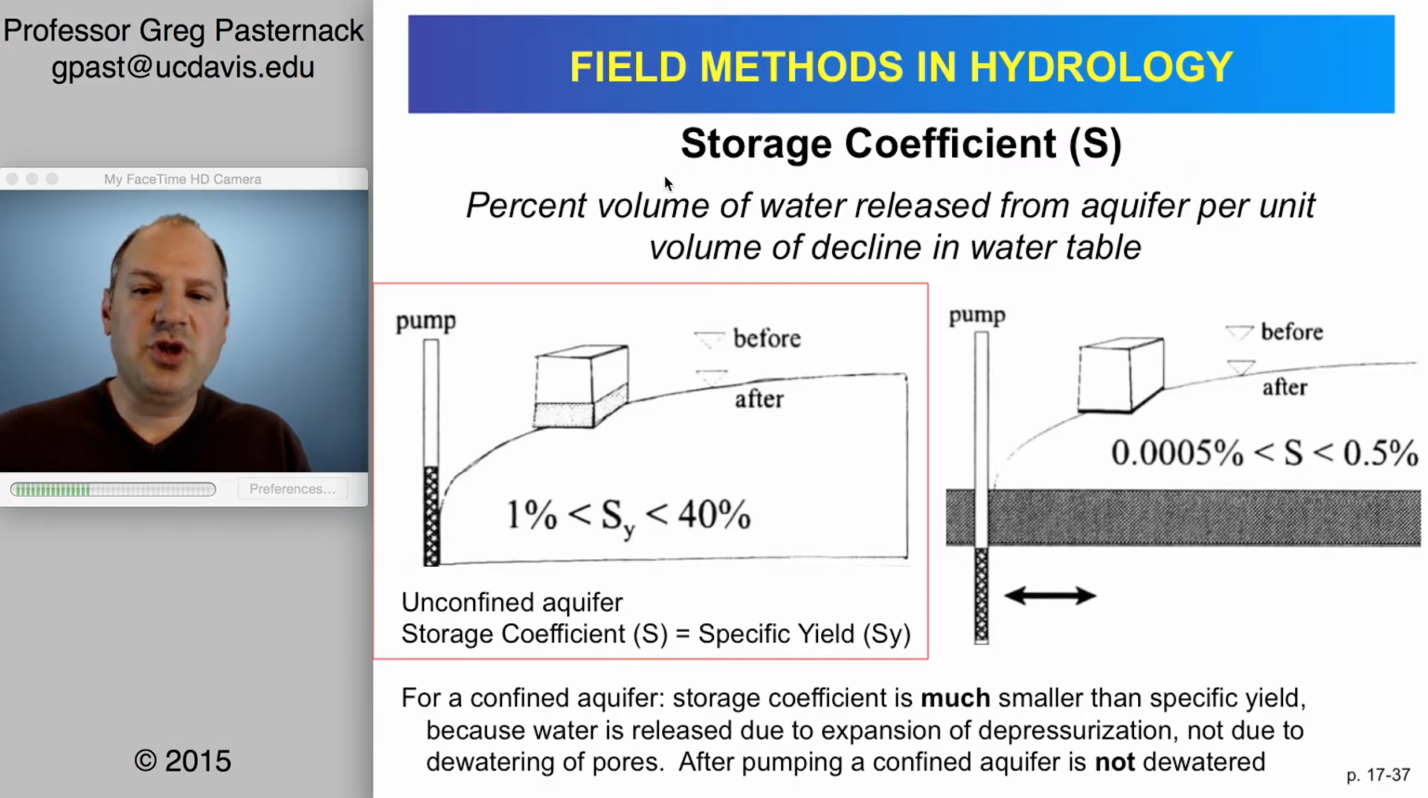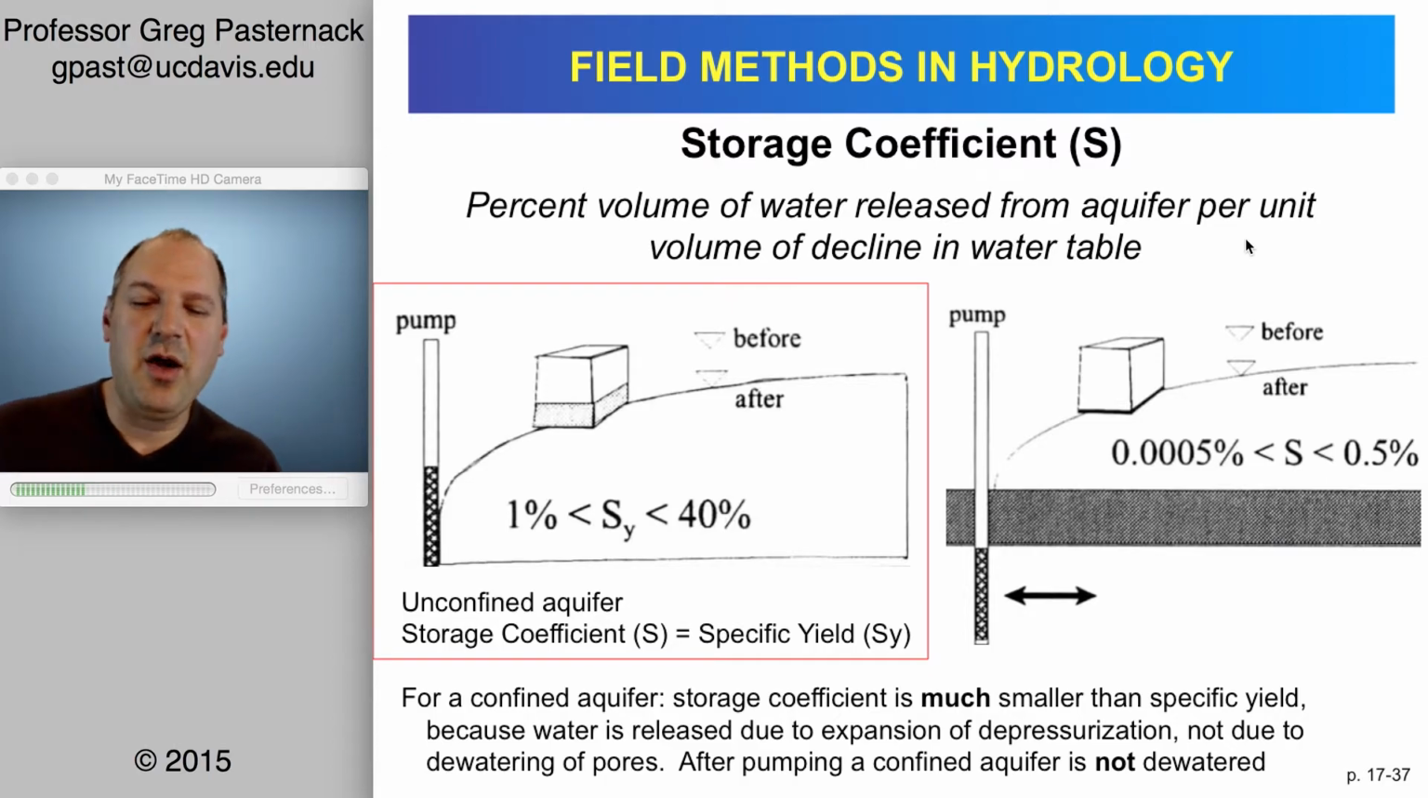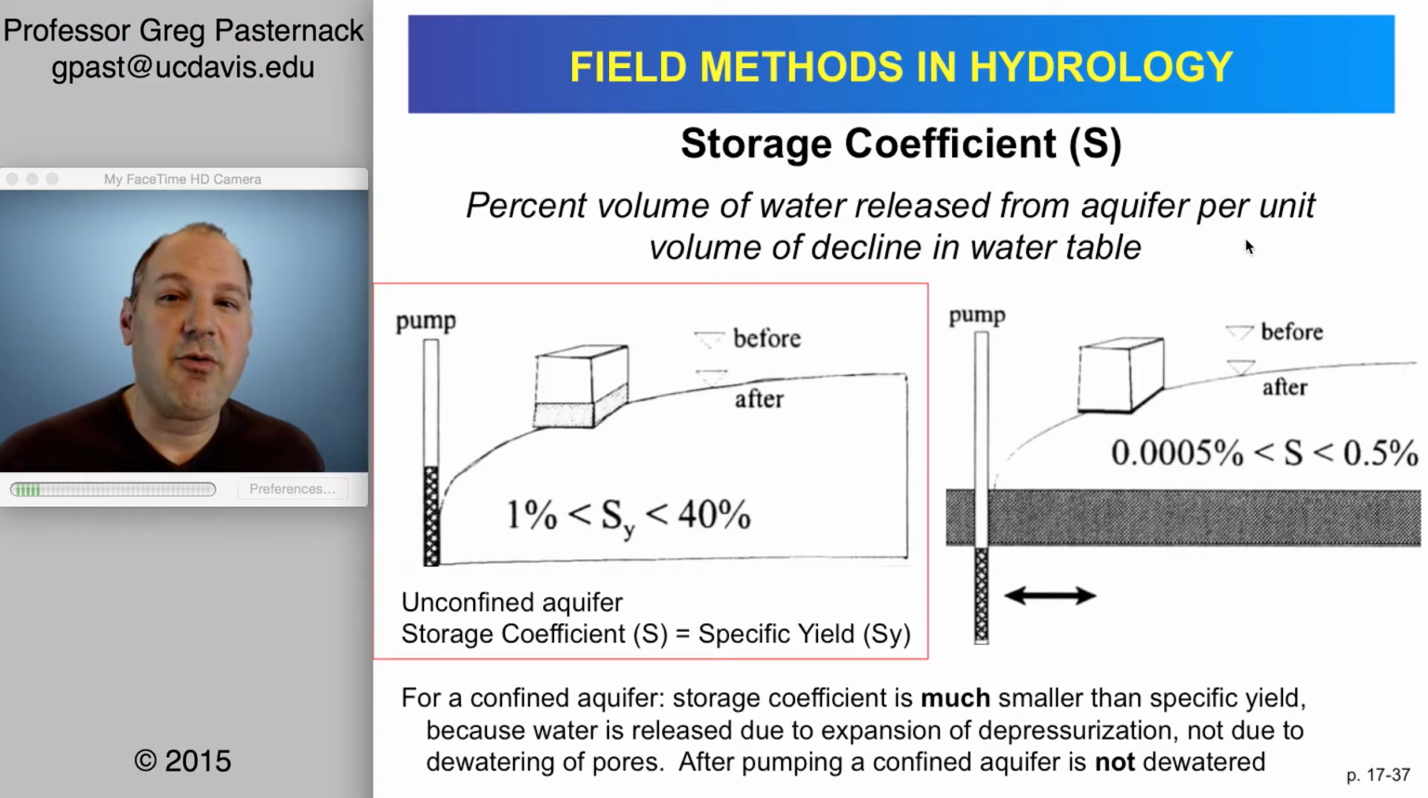The storage coefficient is the percent volume of water released from an aquifer per unit volume of decline in water table. So what does this mean? Okay, what this means is you're pumping and pumping and pumping. How much water are you getting for all that effort? It turns out that for an unconfined aquifer, you get a very different amount of water per unit of drawdown than you do for a confined aquifer.